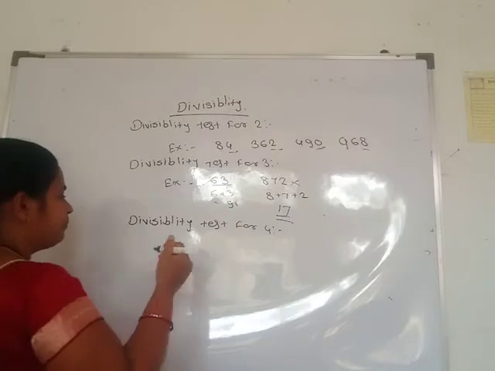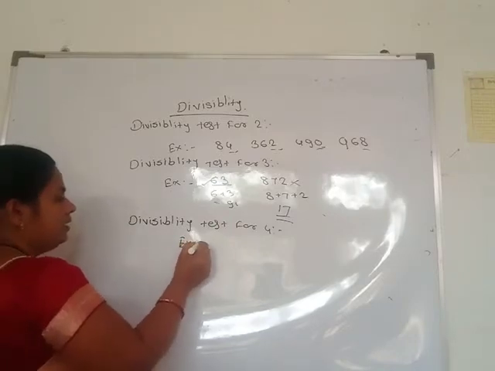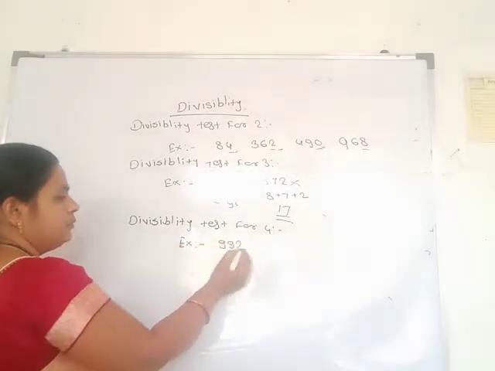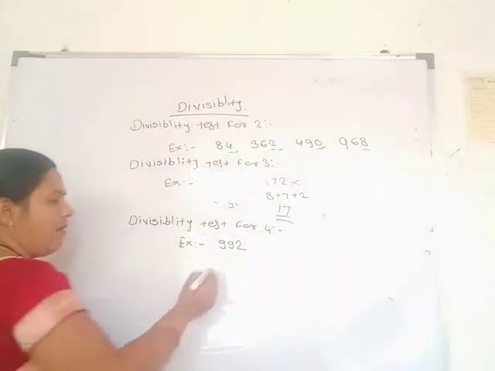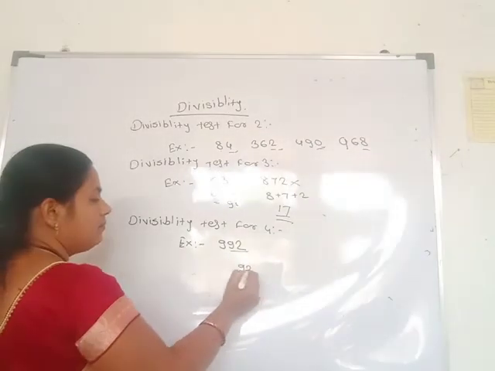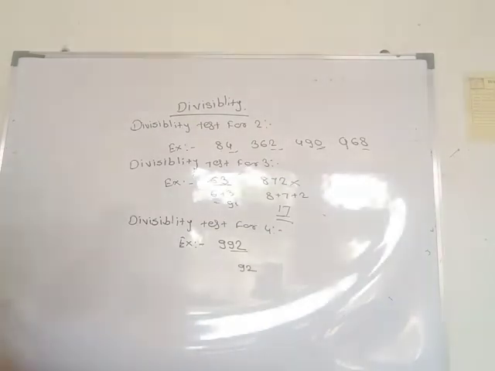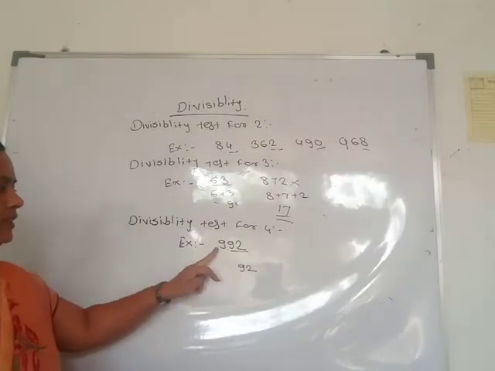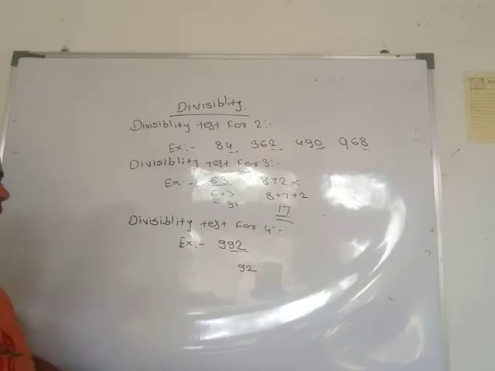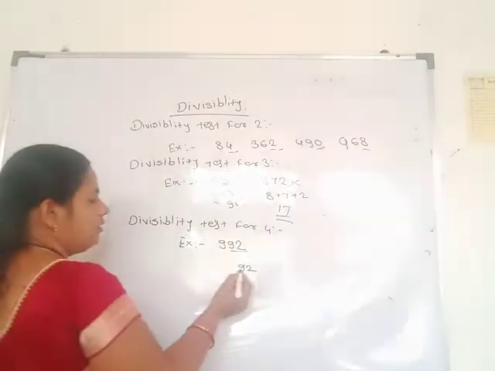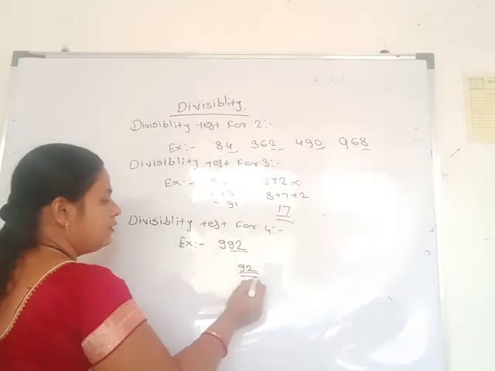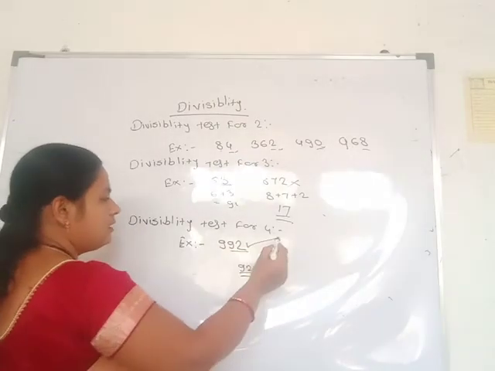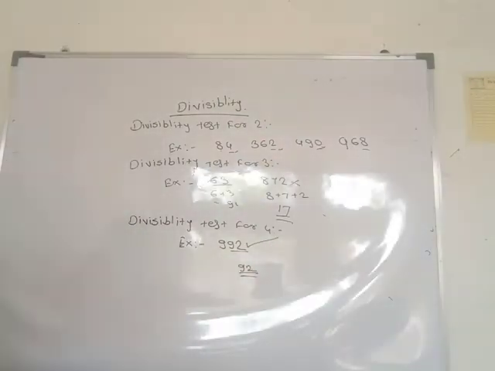Example: 992. These last two digits, the tens place and unit place, form the number 92. Then 92 is divisible by 4, so this whole number is divisible by 4. You see, 4 2s are 8, 4 3s are 12. This means 92 is divisible by 4. Therefore this number is also divisible by 4.